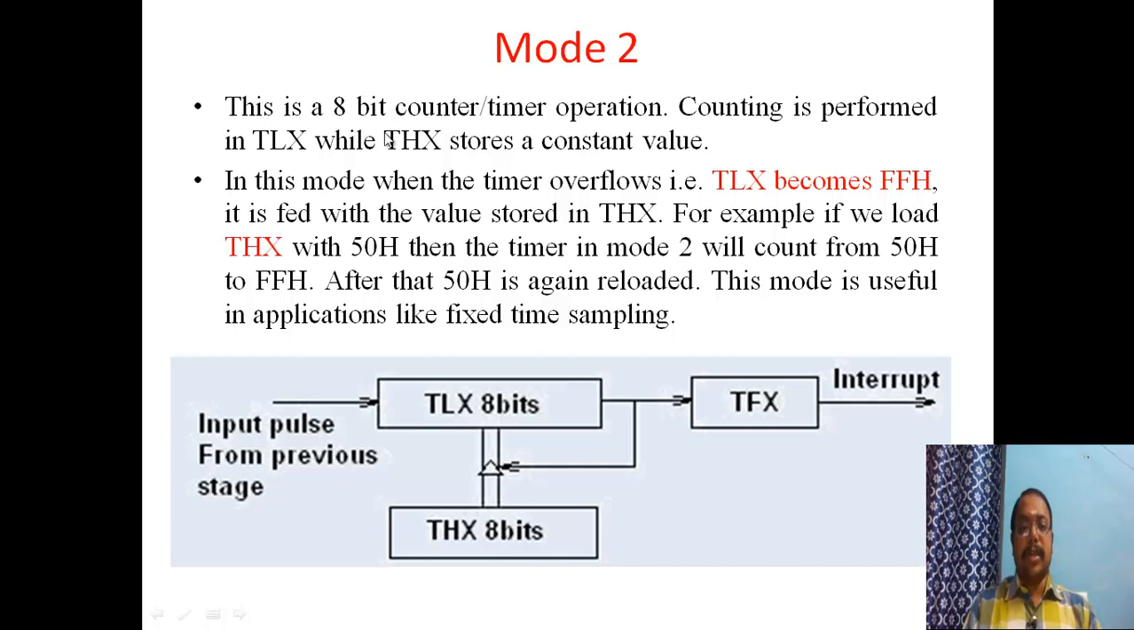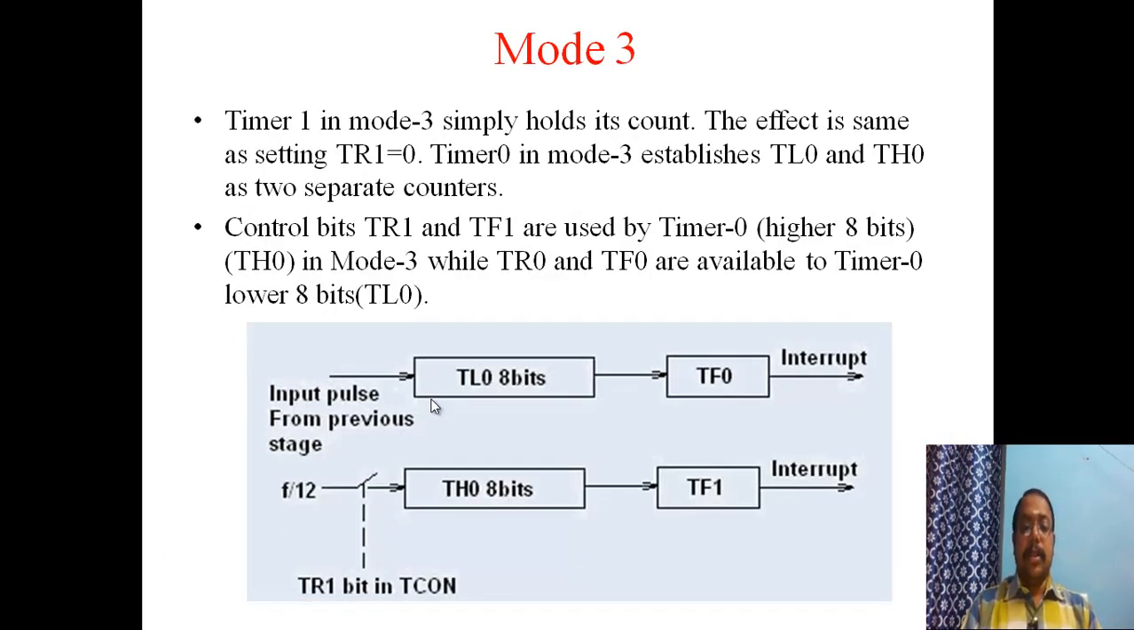In mode 2 we said it is auto reload. So you have the value stored in the higher order. What you have to do is decide the value of the counter or timer, and load it only in the higher order. From the higher order, it will automatically be passed to the lower order. Then for every clock this will be incremented. Once it overflows, it will set your overflow bit, and automatically this will again be reset and the content will be transferred from your higher order.